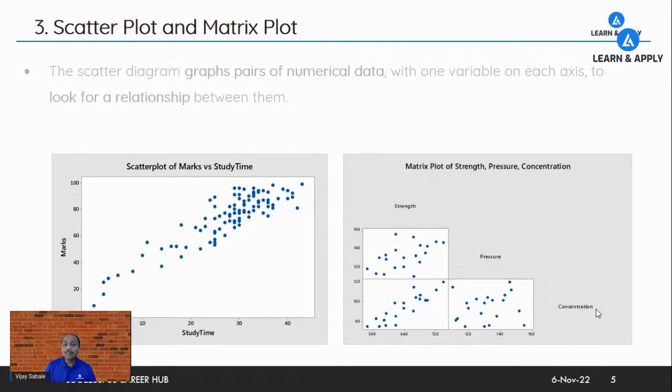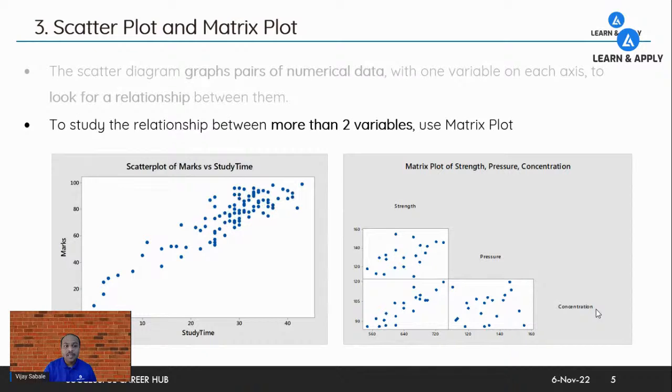When we are going to compare two variables, then we can use the scatter plot. But the question comes when we have, let's say, 3, 4, 5, 6 or more variables, then how can we do that? For that purpose, we use the matrix plot. To study the relationship between more than two variables, we can use the matrix plot and understand what kind of relationship the variables have.